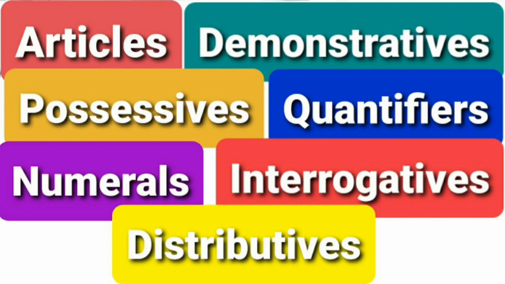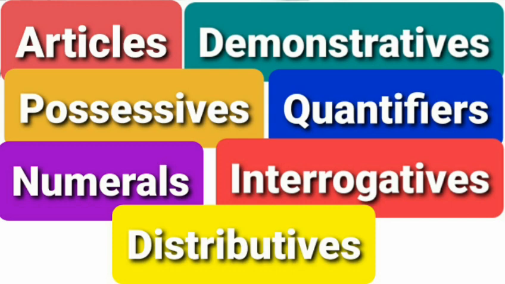Next is possessive determiners, and possessive adjectives are exactly the possessive determiners. My, your, his, her, its, our, your, their. These are all possessive determiners. Next is quantifiers. It tells about the quantity. Okay. For example, a few, a little, much, many, most, all. This comes under quantifier determiners.